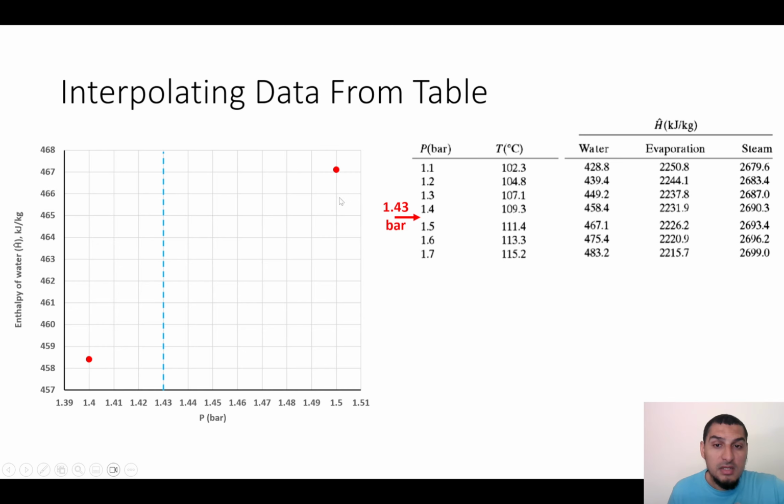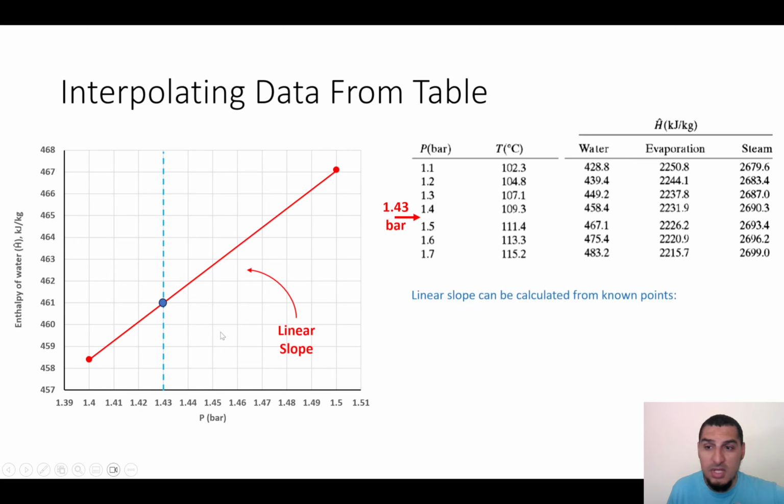So we assume a linear relation, which means that this is a straight line between these 2 points, and the enthalpy would be the intersection of this pressure and this straight line, which would be 461 or something. And since it's a straight line, it has a slope, which is something that we all know, that straight lines have a slope, and this point is going to be the point of intersection. And then we can get it graphically.